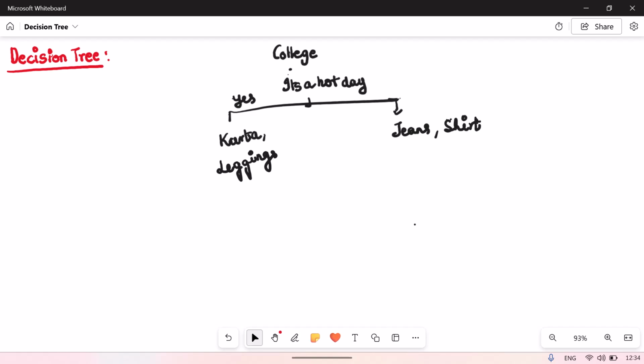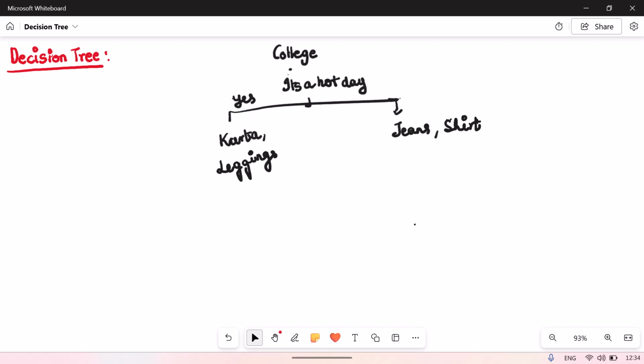See here, there is a condition. There's a question: what should I wear? Based on a condition. The condition is whether it is a hot day. And when you answer that condition, it is going to lead you to two results. One is wear kurta and leggings. The other one is wear jeans and t-shirt.